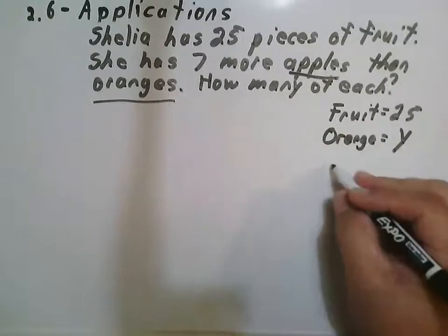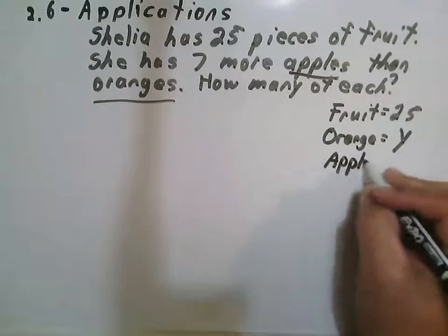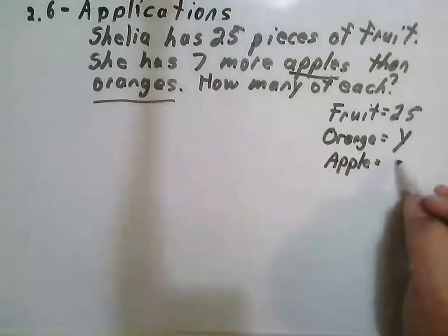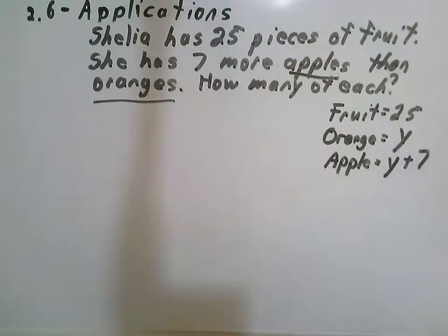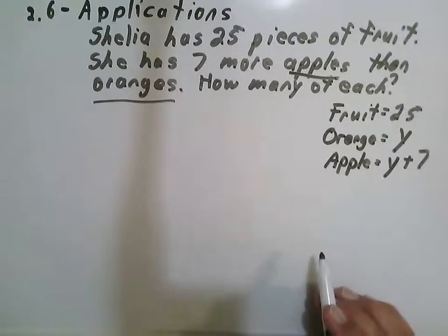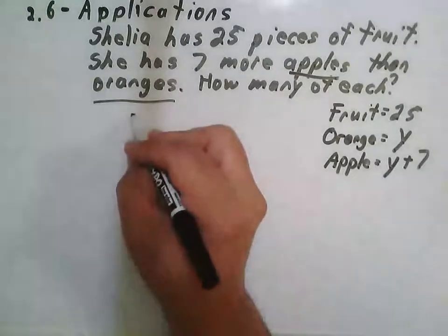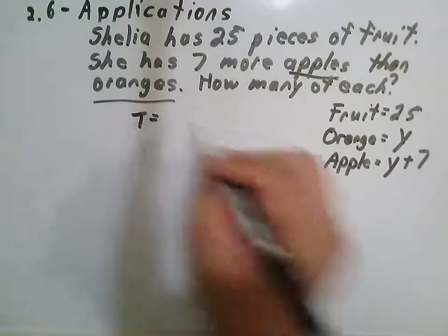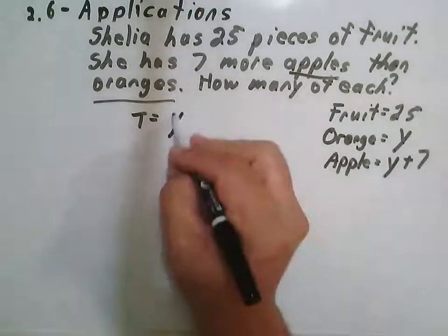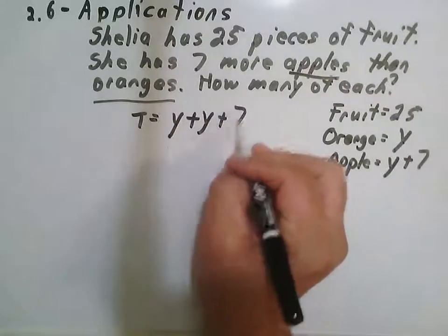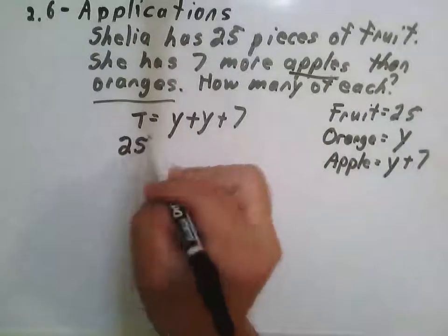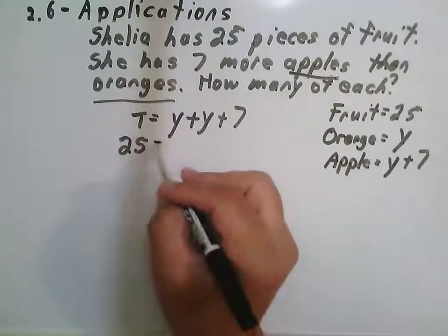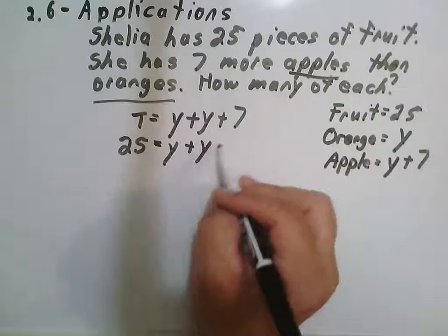And then I'm going to address my apples. So my apples, it just says that I have 7 more than oranges. Well, that's just going to be y plus 7. Simple as that. So now all I have to do is kind of write this in. So I know that my fruit, or my total, is going to be equal to adding these together, which is y plus y plus 7. Well, I already know that my fruit is going to be a total of 25, so all I'm doing is just substituting in my total. 25 is equal to y plus y plus 7.